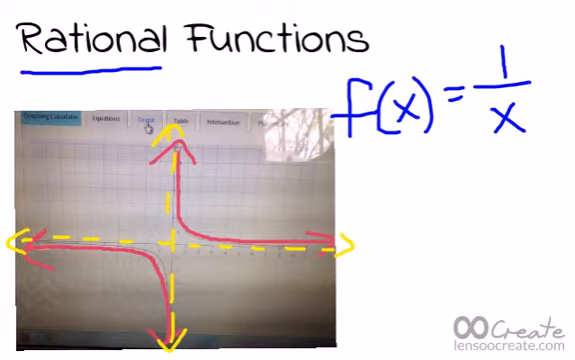I also have a vertical asymptote on the y-axis. It levels off on the left before it hits the y-axis and on the right before it hits the y-axis. So it jumps on either side. So we will have two asymptotes for this rational function. Some rational functions have one asymptote, some have two, some have three, some have four. There's really no limit to how many vertical asymptotes or horizontal asymptotes we can have. It just depends on the function.